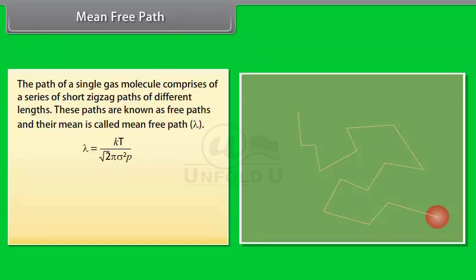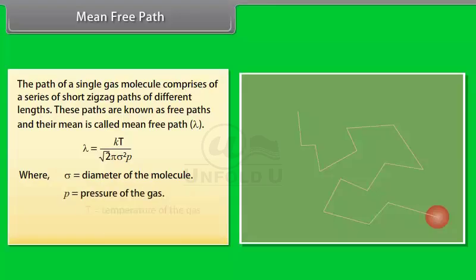Lambda is equal to kT upon root 2 pi sigma square P, where sigma is equal to diameter of the molecule, P is equal to pressure of the gas, T is equal to temperature of the gas, k is equal to Boltzmann's constant.